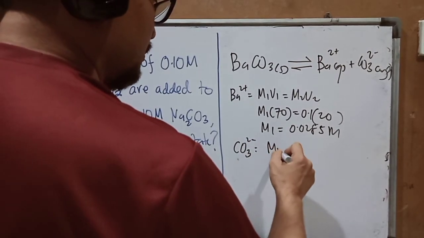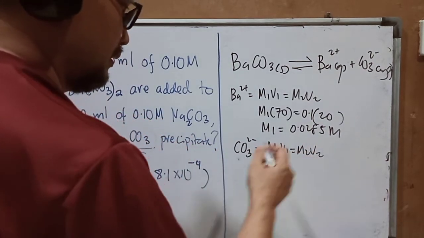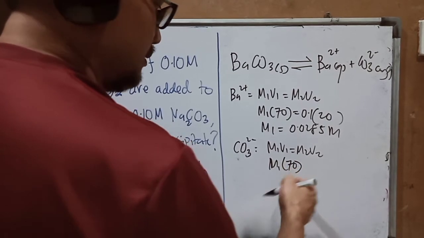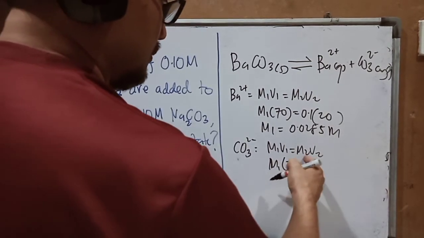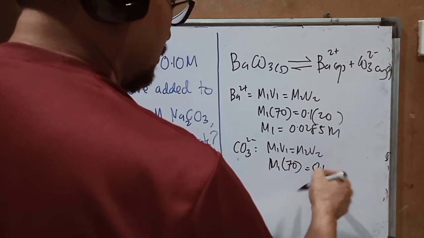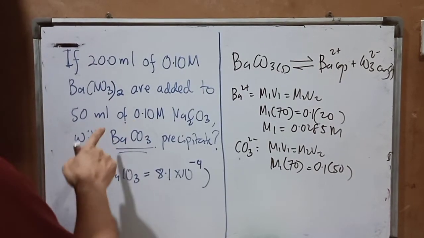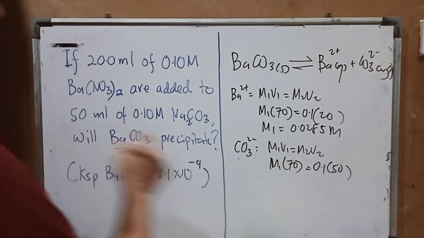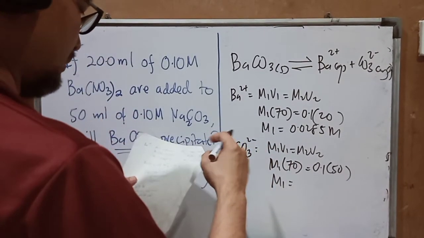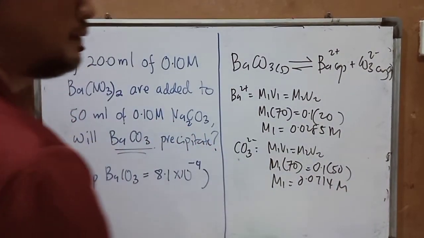Then we calculate the new concentration of carbonate. We use the same formula, M1V1 equals M2V2. This is the formula for dilution. The volume is also 70, and the concentration of CO3 2- is 0.1 and 50 ml. Now the carbonate ion is 0.0714 molar.